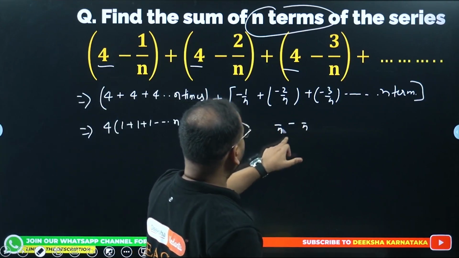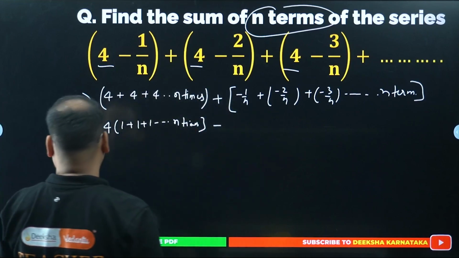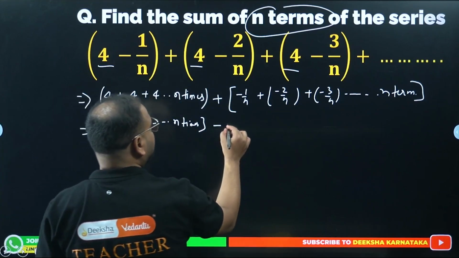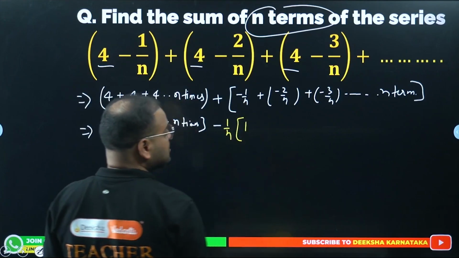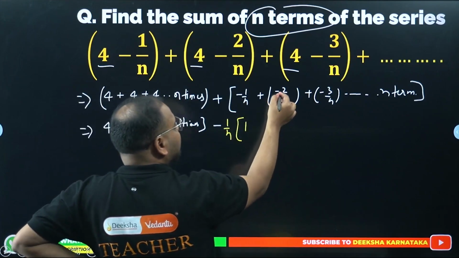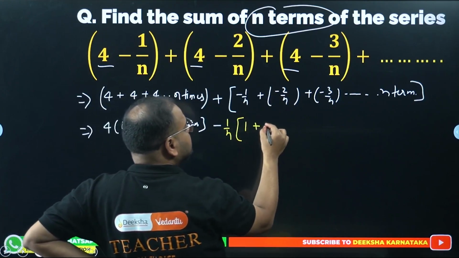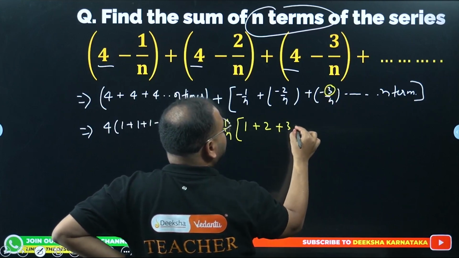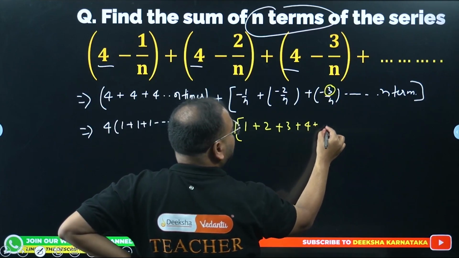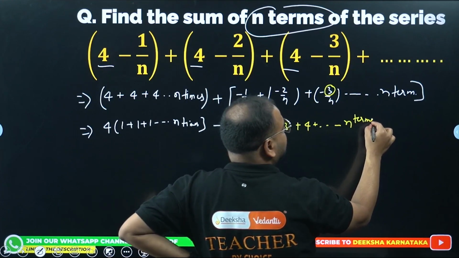We can take n also common, no? We can take n also common, sir. Take here. So minus 1 by n I'm taking common. What is in the first term? Just 1. Second term, what is left? If I take minus 1 by n common, I have just 2 left. Over here, just this 3 left. Next will be 4 and so on till how many terms? N terms.